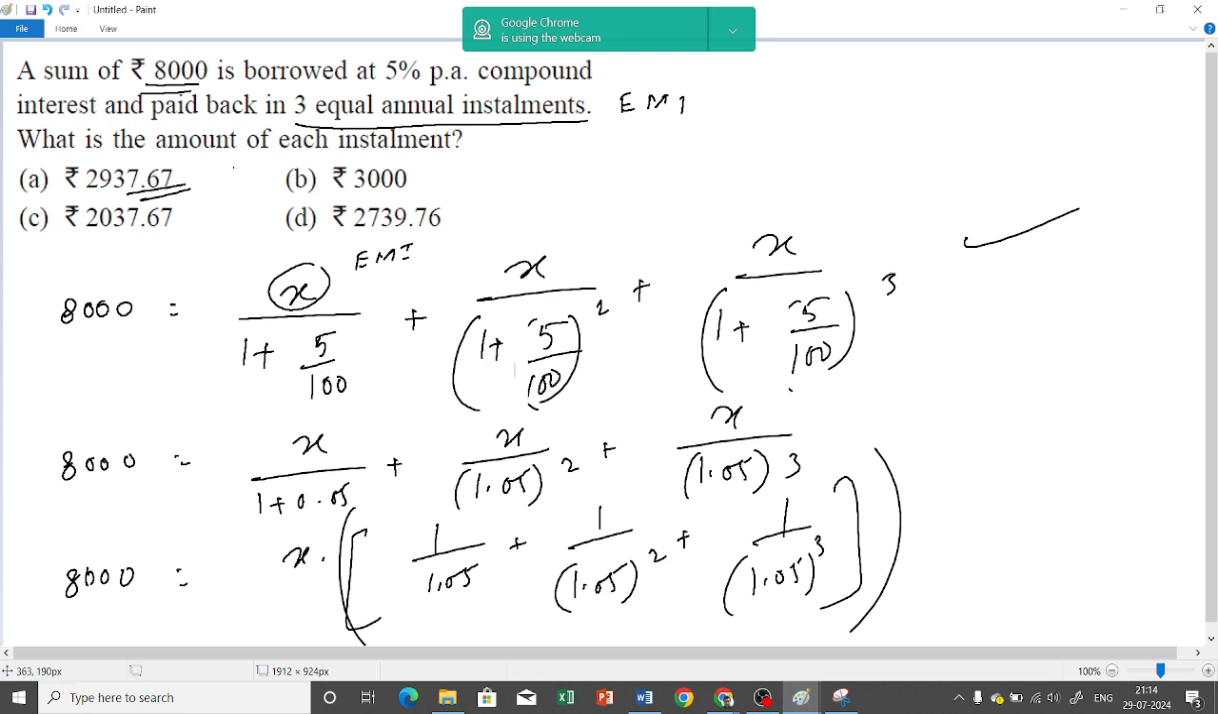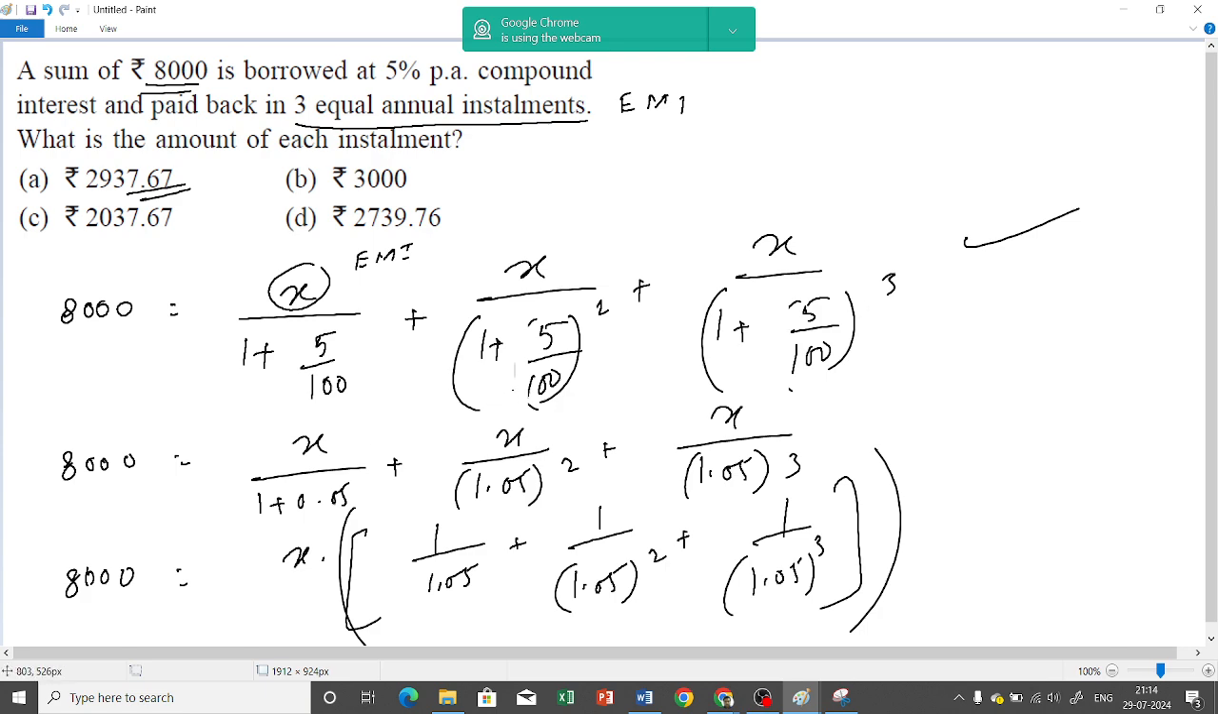So let me explain this sum again. So this is an EMI sum. You will have a certain principal, a big amount, and that big amount is paid back in 3 equal annual installments. So in that case, x is the value of each equal installment. So 8000 is equal to what? x divided by 1 plus 5 by 100, plus x divided by 1 plus 5 by 100 whole square, plus x divided by 1 plus 5 by 100 whole cube.